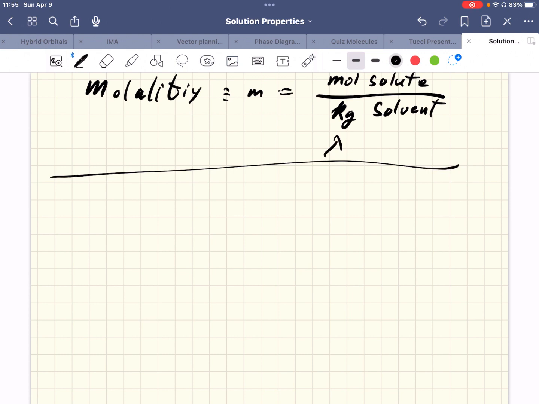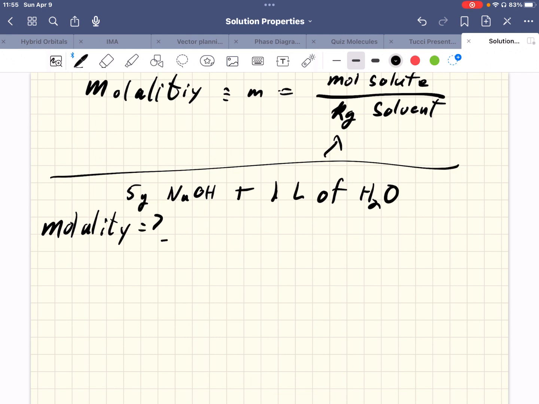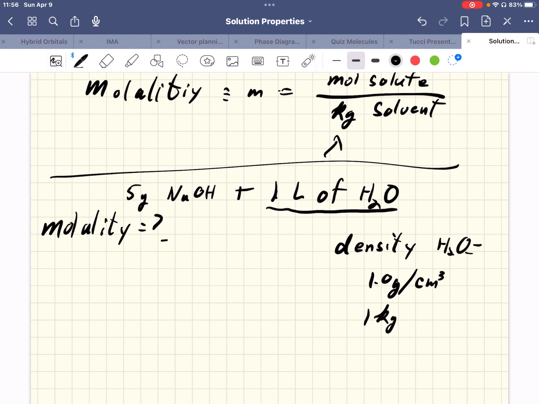So what is the molality of 5 grams of NaOH dissolved in 1 liter total of water? So a couple of things here. I'm not talking about a liter of the total solution, so I'm going to need to know how many grams or kilograms of water. Let's assume the density of water is equal to 1.0 grams per centimeter cubed, which is the same as 1 kilogram per liter, right? Because there are 1,000 milliliters in a liter, 1,000 cubic centimeters in a liter. All right, so I know that I have 1 kilogram of water.